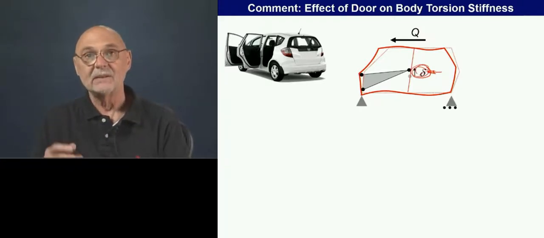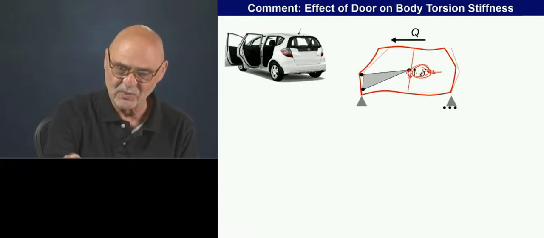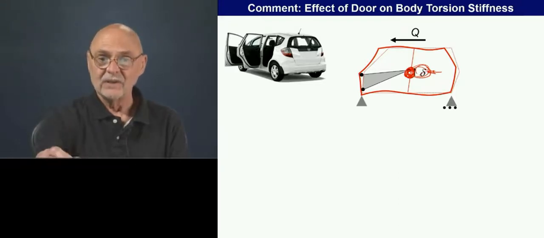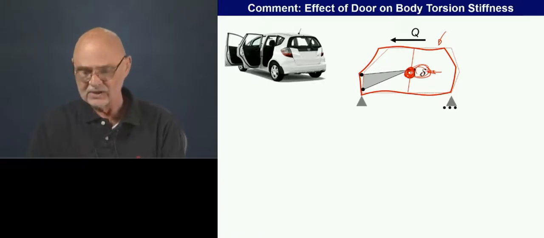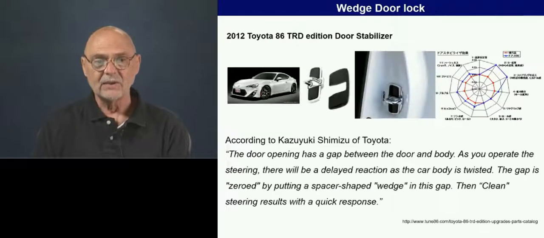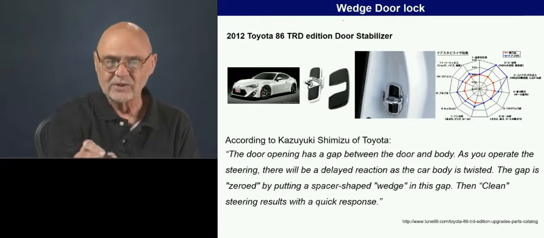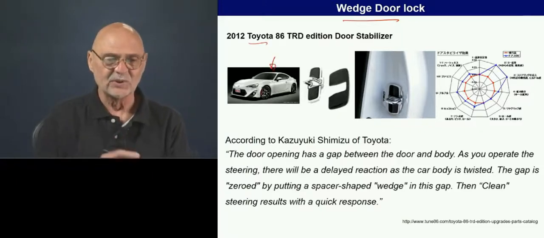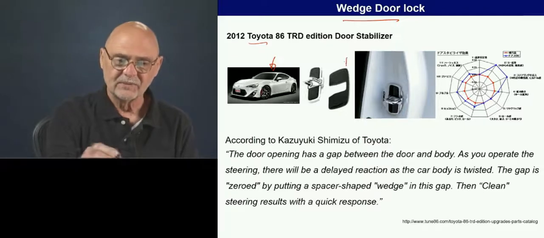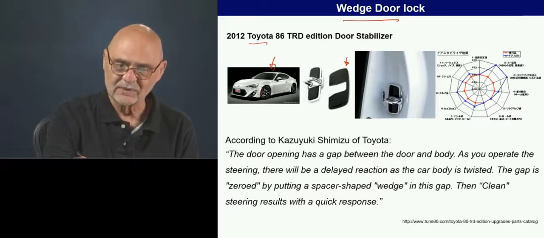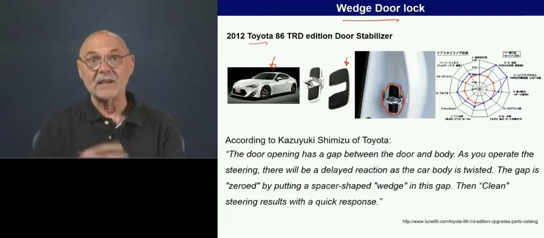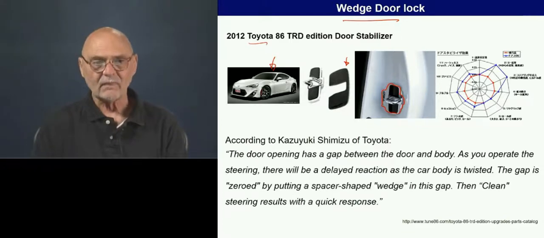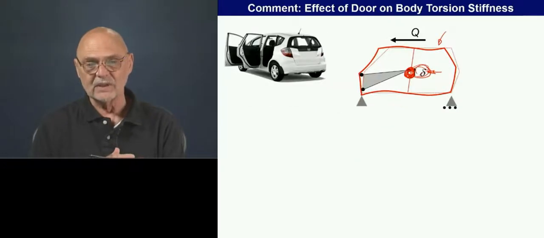Okay, and you might say, well, what if we attach these two points, and then what would happen? Well, you would increase the torsional rigidity of the vehicle if the side frame is the most flexible member, and often it is. So this is a possibility. And here is a wedge door lock. This is advertised as part of the Toyota sports car here. It's basically a little wedge that's added in here. So this is the little wedge that you're seeing here, added as an aftermarket feature, so that as you close the door, it wedges into place. And that does prevent the motion that we were looking at here.